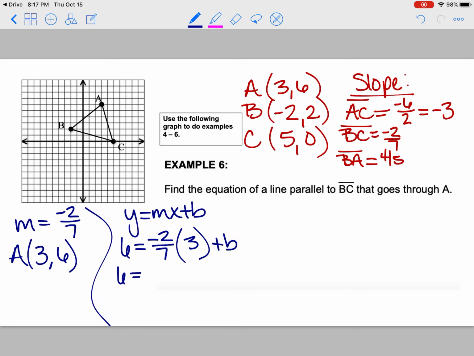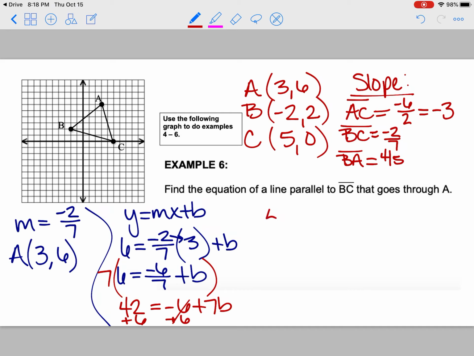Go ahead and multiply negative 2 over 7. Remember, we're just going to multiply the negative 2 and 3, which gives us negative 6 over 7 plus b. Again, let's get rid of our fraction so we don't have to deal with that. Multiply everything by 7. So we have 42 equals negative 6 plus 7b. Add our 6 to both sides. And so we have 48 equals 7b.